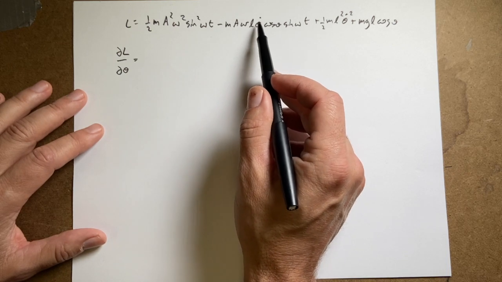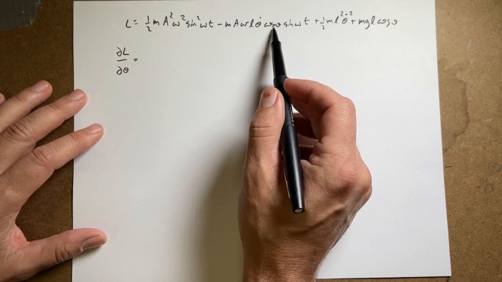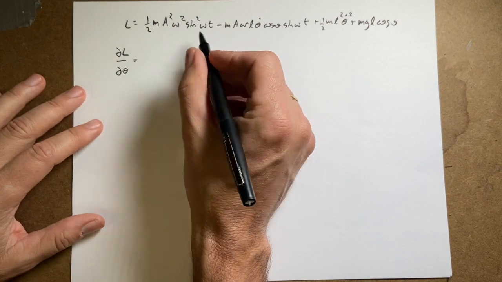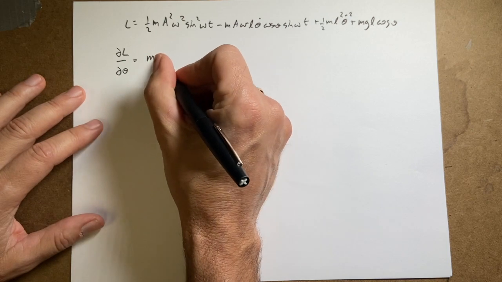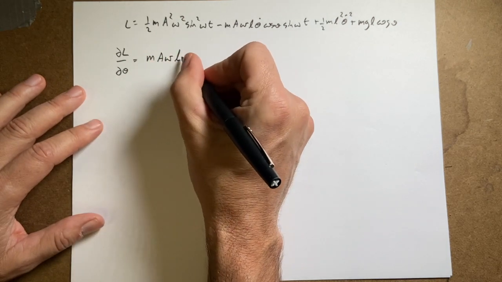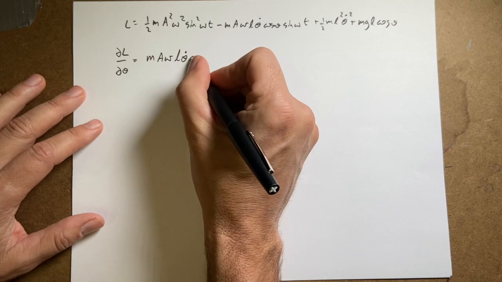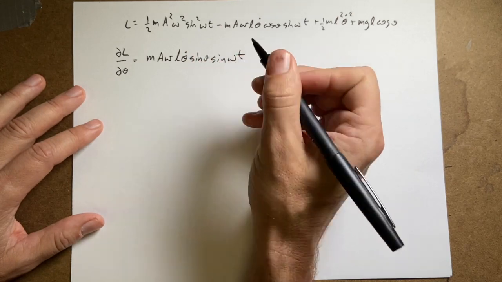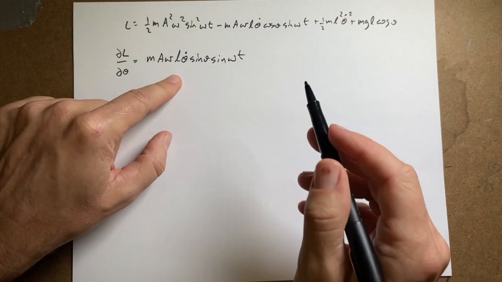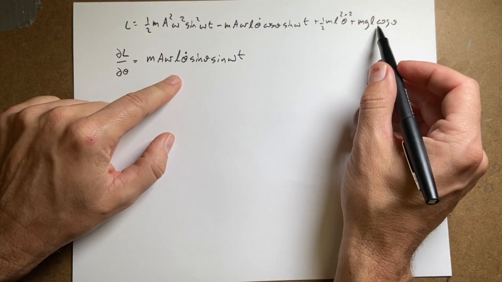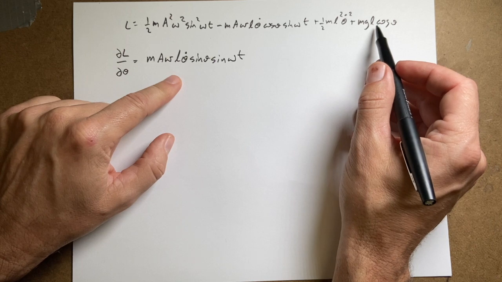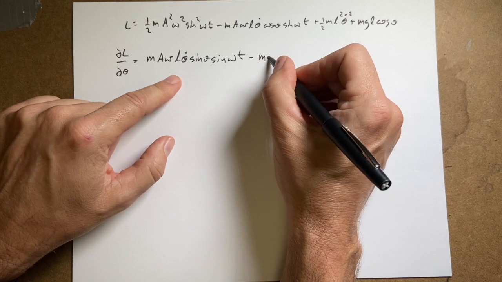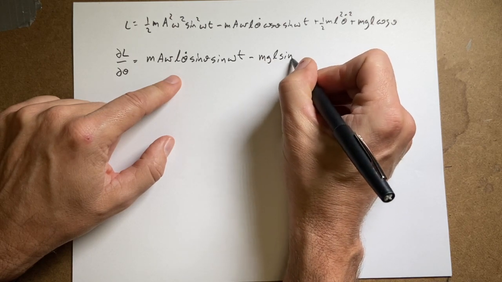This has a theta term in it. I don't have to worry about theta dots. I'm just doing theta. So the derivative of cosine theta is going to be negative sine theta. So that is going to be plus m a omega L theta dot sine theta sine omega t. That's it. Now here's another theta over here. So the derivative of that's going to be minus mgl sine theta.